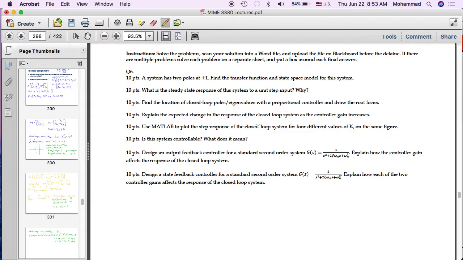Any questions? Okay, I thought it might be a good idea to spend some time on the last quiz that I gave. So let's bring that up. So the first question of the quiz says a system has two poles at -1 and +1. Find the transfer function and state space model for this system. So there is no controller. We're just trying to find the transfer function and state space.